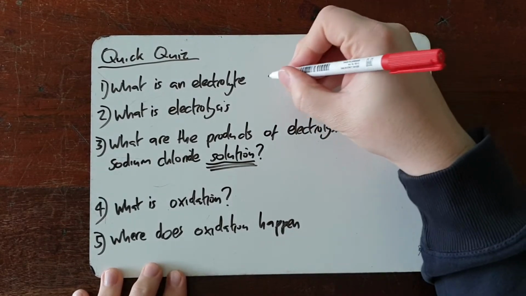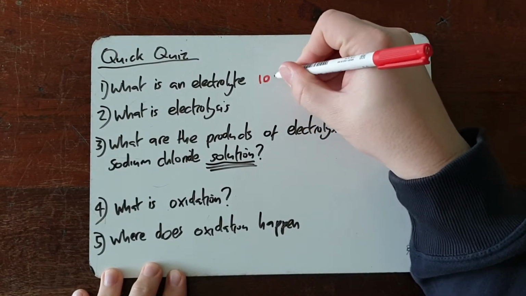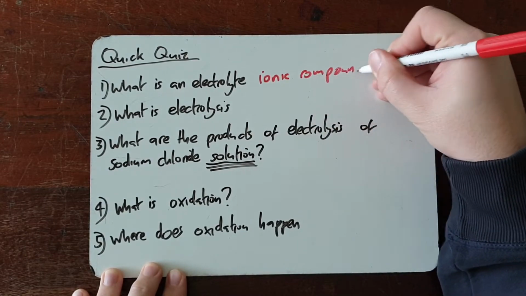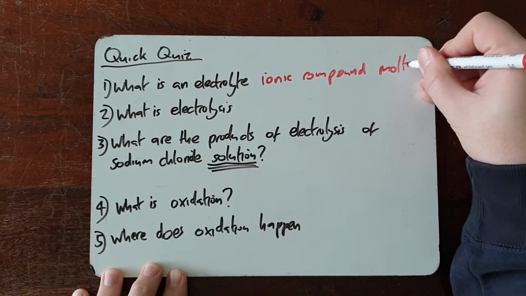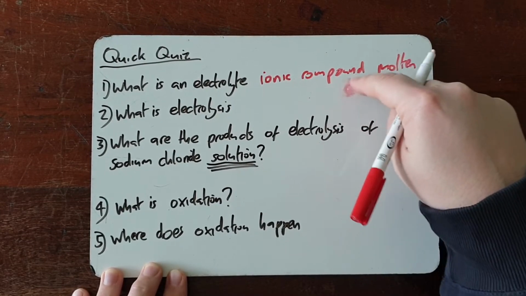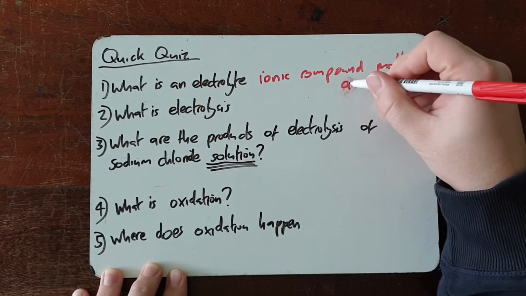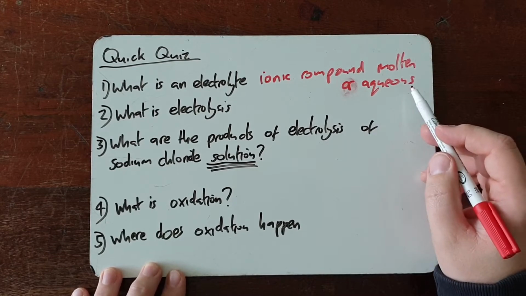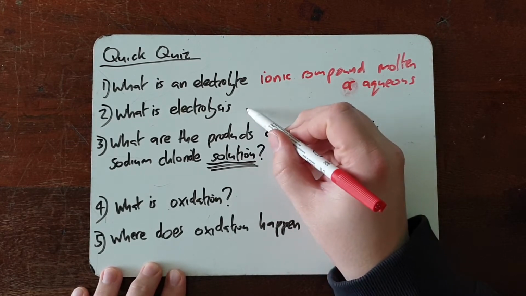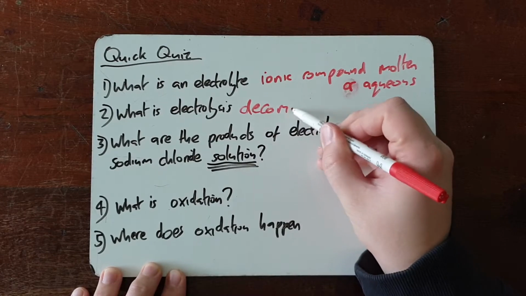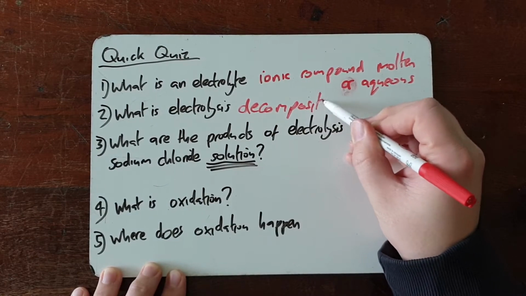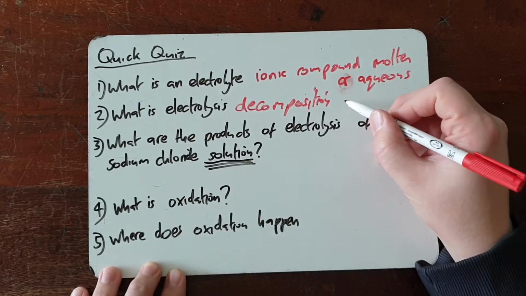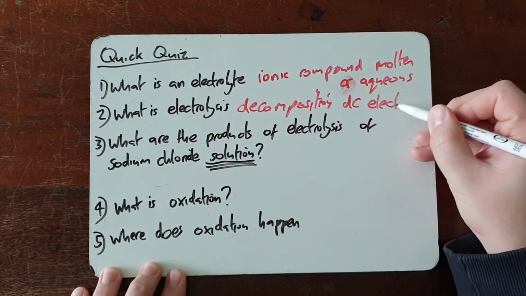So what is an electrolyte? It's an ionic compound that is either molten or aqueous. Aqueous is dissolved in water, right? That means it's going to conduct electricity. What is electrolysis? Electrolysis is decomposition, which means breaking down. It's decomposition of an electrolyte using DC electricity.